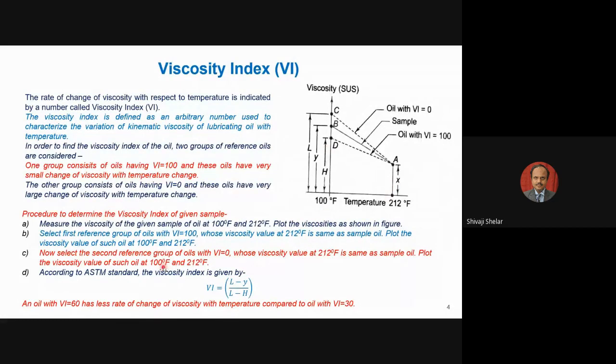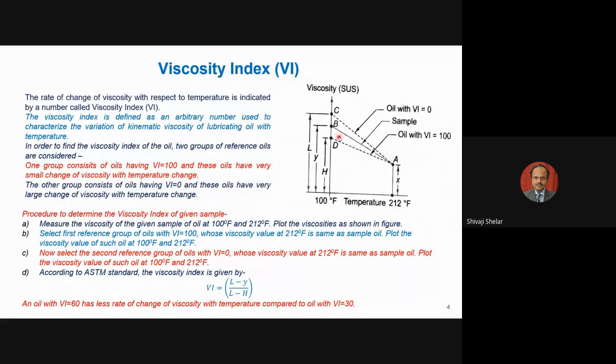Suppose the viscosity value at 100 degrees for that VI equal to 0 oil is say L. So I plot L here, so I get point C here. Then I can join C and A point. So this AC line represents viscosity change for oil with viscosity index 0. This AD line represents viscosity change for VI value of 100. AC line represents VI value for 0. And now this AB line is for the given sample.